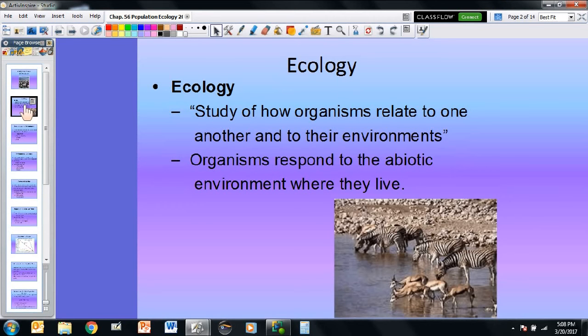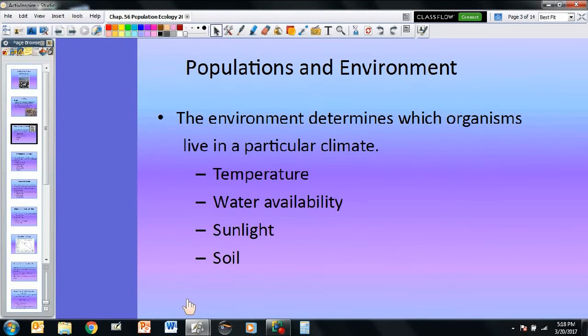If you are studying a single group of organisms, like a flock of crows or a herd of zebras, you're studying population ecology, and that's what we'll be covering in this chapter. To understand ecology, you have to begin by understanding the environment.